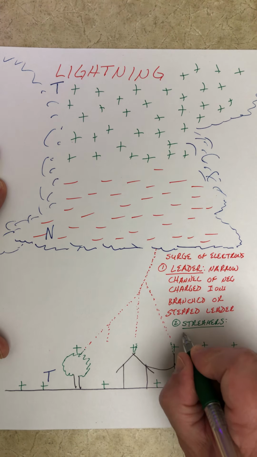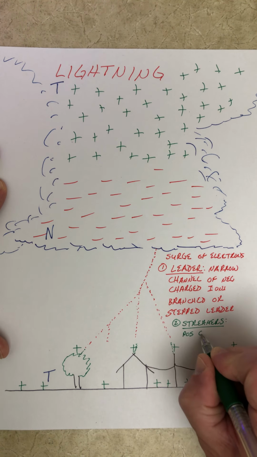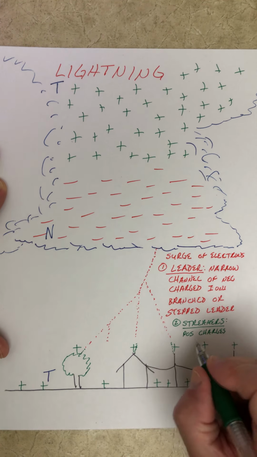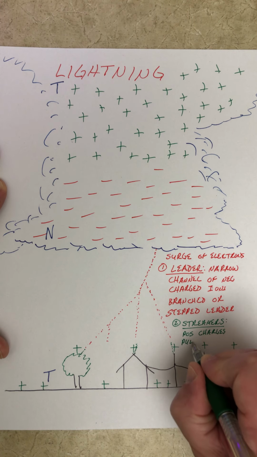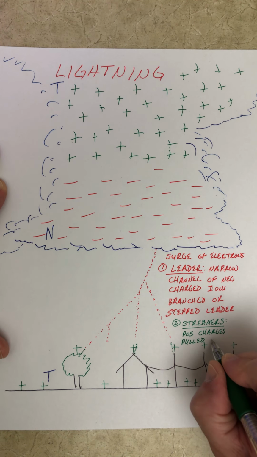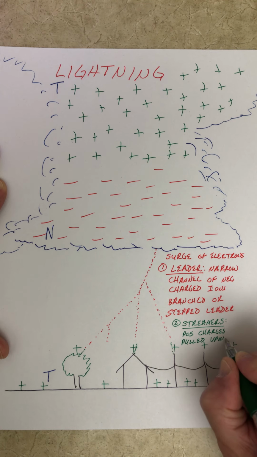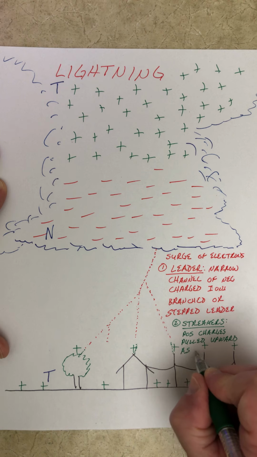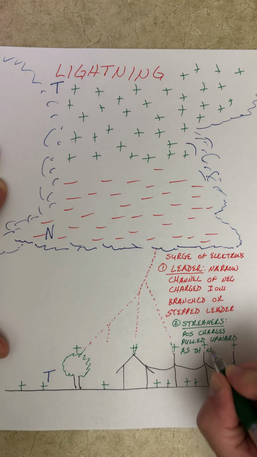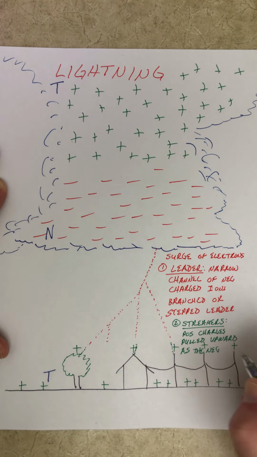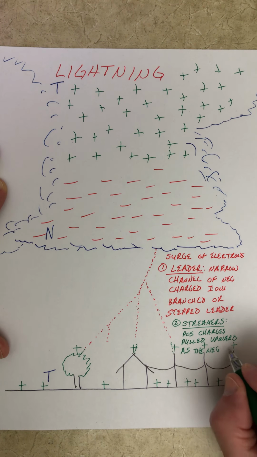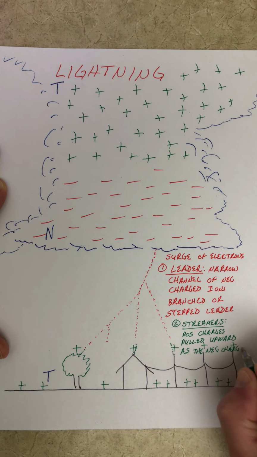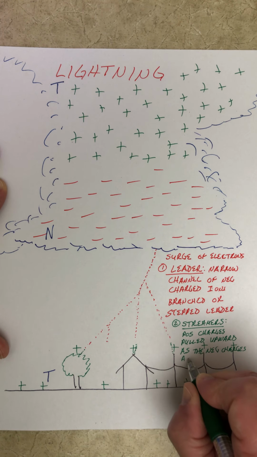Okay, and streamers are positive charges that are pulled upward. Okay, as the negative charges from the leaders approach the surface.